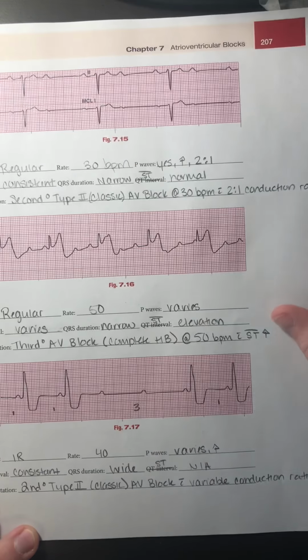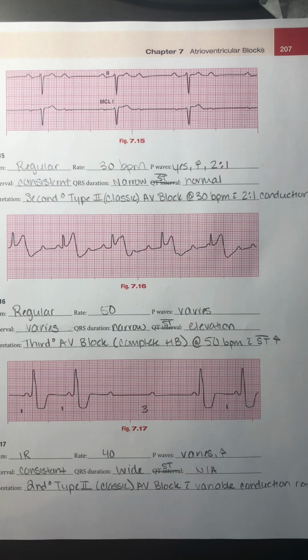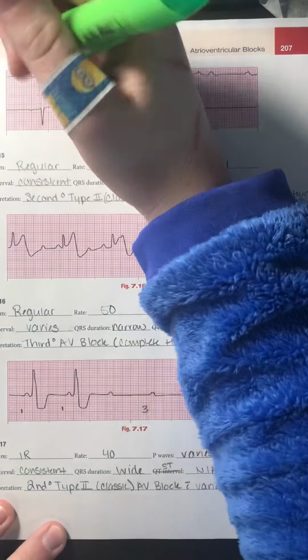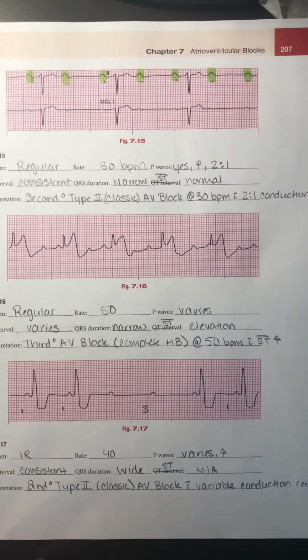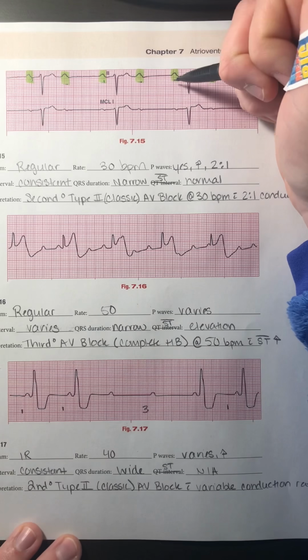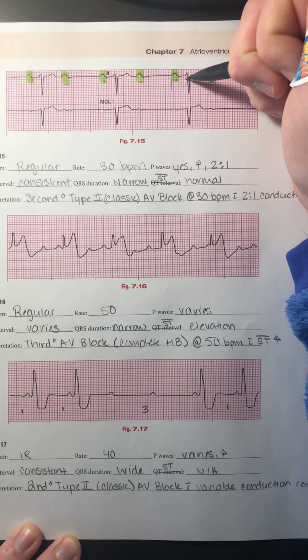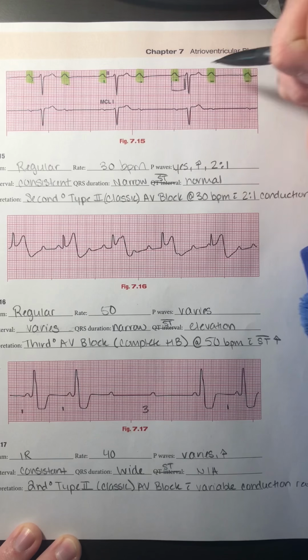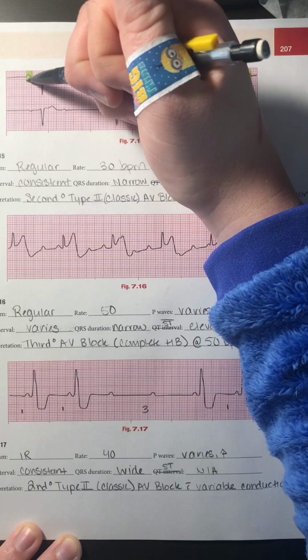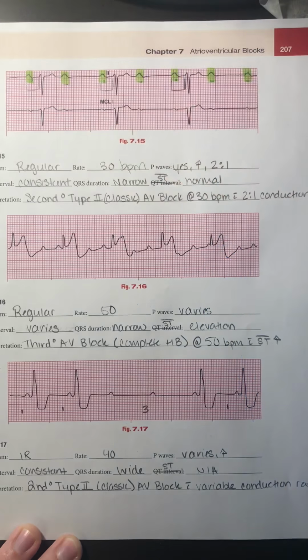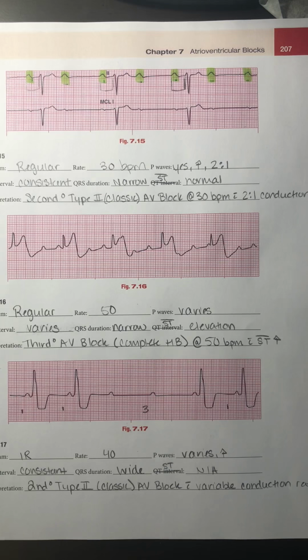I do have P waves. They are upright, but if you look at my conduction ratio, it's a little different. So I'm going to highlight all my P waves here. And you can see that I have 2 P waves for every QRS complex. Now, it's important to note that when a P wave does get through, my PR interval remains consistent. So there is still some relationship between the P's and the Q's. It's just that not all P waves are getting all the way through to the ventricle.